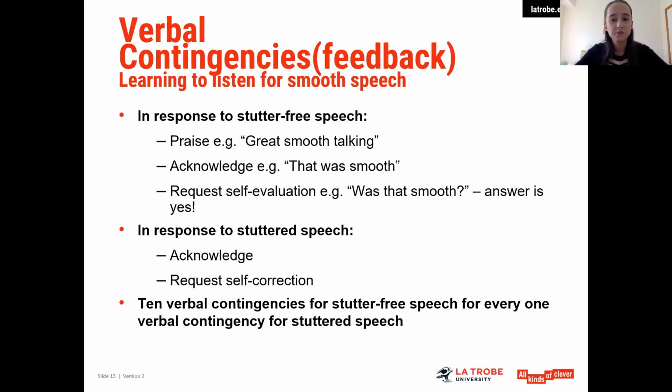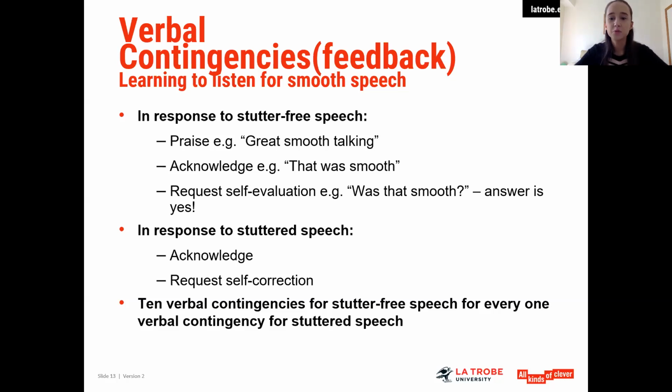And the third is request for self-evaluation. So for example, you would ask the child, was that smooth? It's important that the answer to this question is always yes. We don't want the child to be in doubt. So you would only provide that verbal contingency if they were smooth.